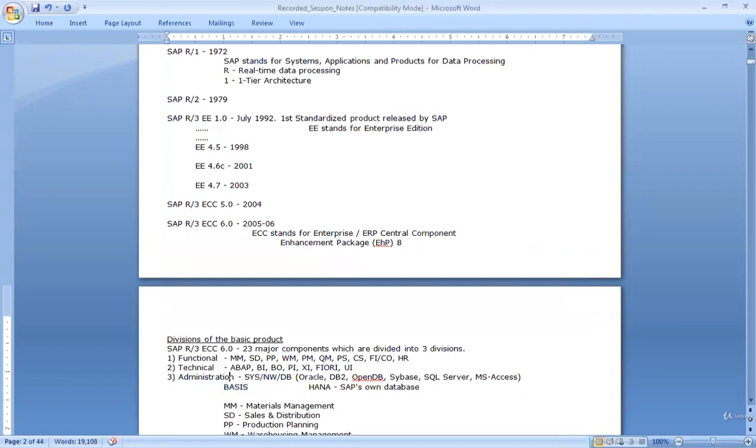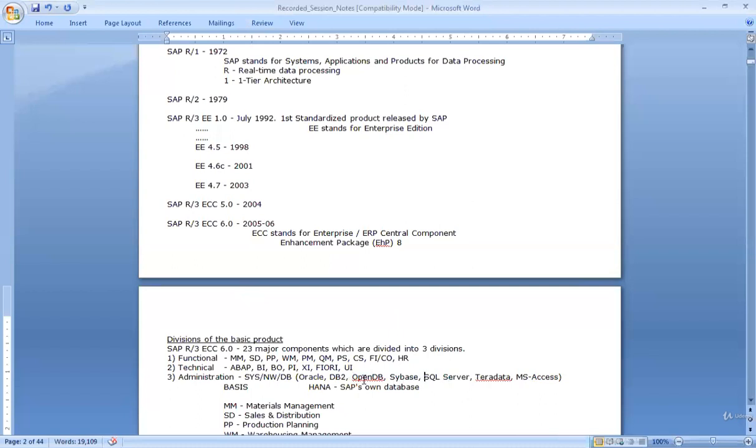Okay. When it comes to the database, this particular product has been developed to be compatible with any kind of database. So here we're talking about databases like Oracle, DB2, Open DB, Sybase, SQL Server, MS Access, Teradata. Even MS Access can be used along with this product. But as you can understand, these databases are all external databases, that is, they are developed and managed by companies other than SAP.